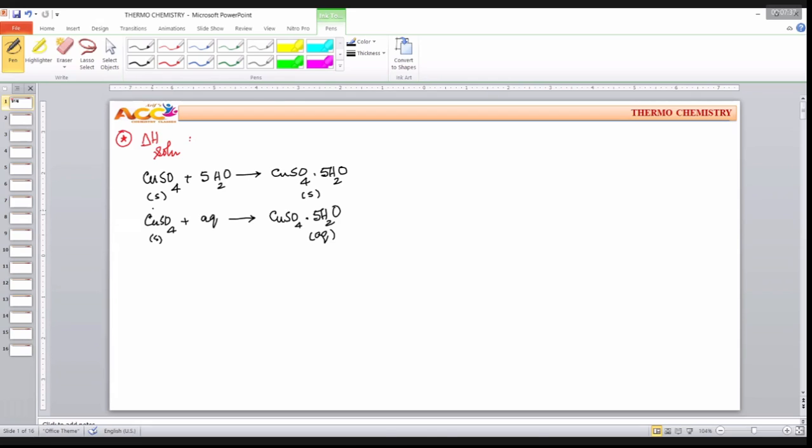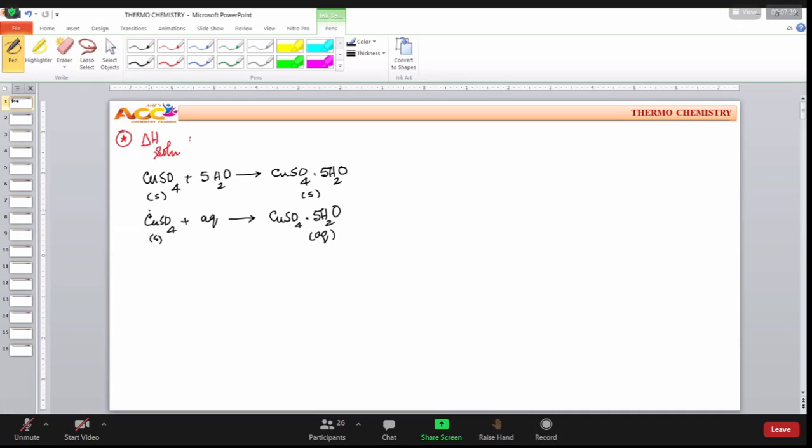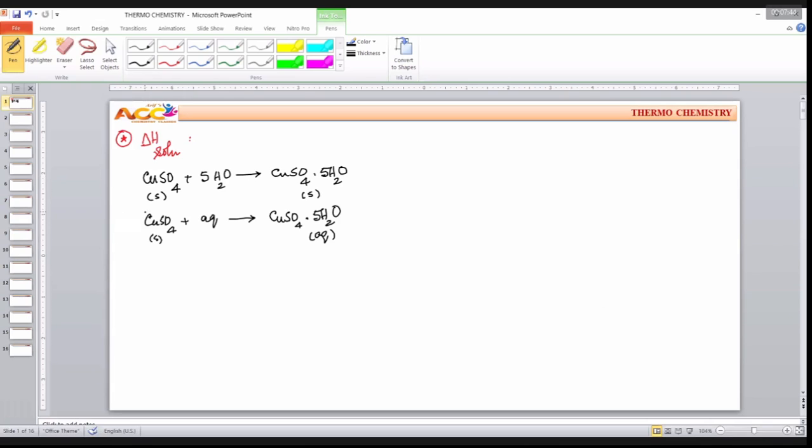Add some amount of water, energy released, suppose an exo reaction. Add some more water, energy released. Add some more water, energy released. As you go on adding water, there will be release of energy, but after a certain stage of addition of water, you may observe that even if you are adding water, the energy is neither released nor absorbed. That is known as the enthalpy of solution.